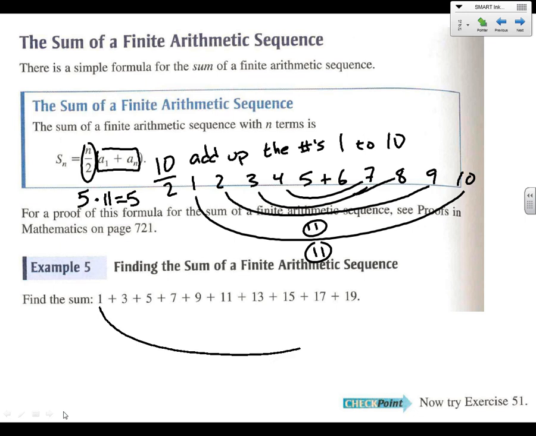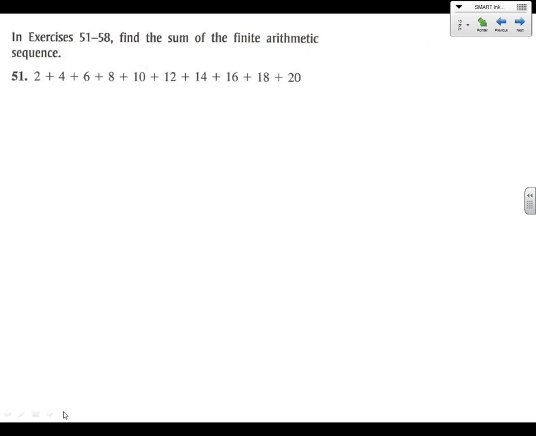So what's our outside here? 1 plus 19 is 20. How many pairs do we have? We've got 1, 2, 3, 4, 5 pairs of 20. So our answer here is 100. All right, so that's the formula you can use to get the sum there. See if you can figure it out for 51.